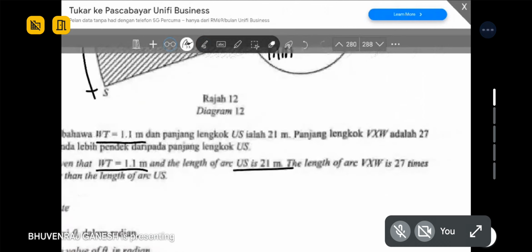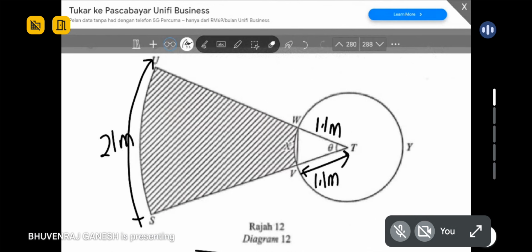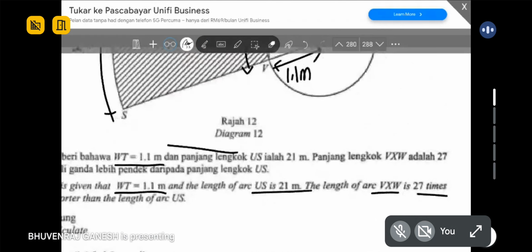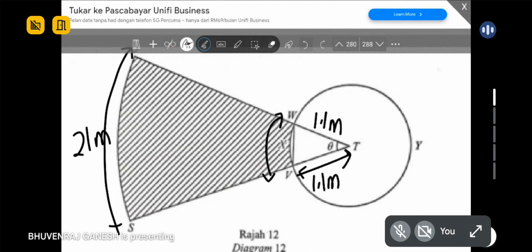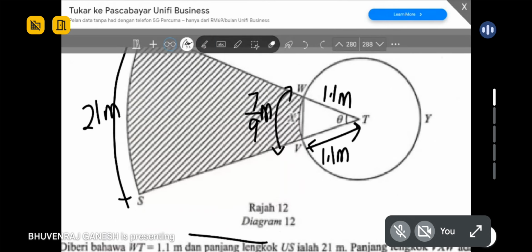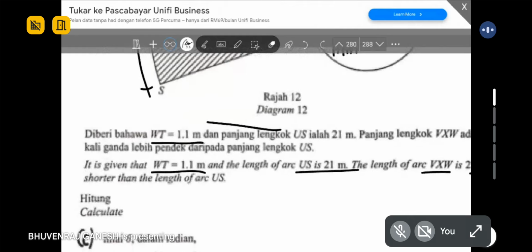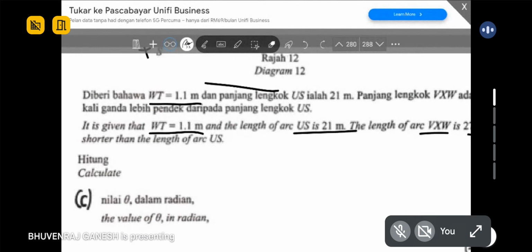Okay, next. VXW is 27 times shorter than US. So very simple, you take 21 over 27, 21 divided by 27, because they say 27 times shorter. So you can write it as 7 over 9, simplest form. 7 over 9 meter. Better write fraction, guys. Fraction is more accurate, remember, for AddMaths. Don't give decimal. Decimal is less accurate. Okay?